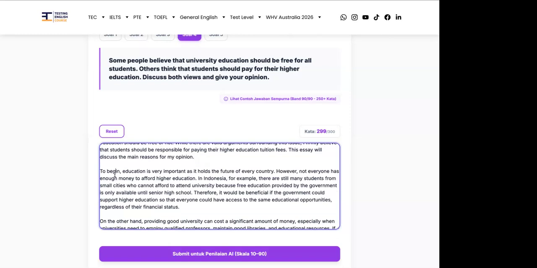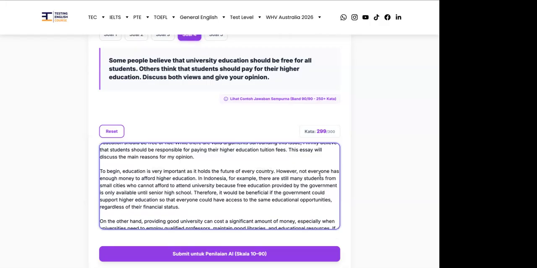To begin, education is very important. This is a little bit weaker when you say very important. Maybe you can say paramount, or instead of saying very, I know it's very important, but we have a lot of important essentials: necessary, mandatory. Yeah, okay. It's okay as it holds the future of every country.